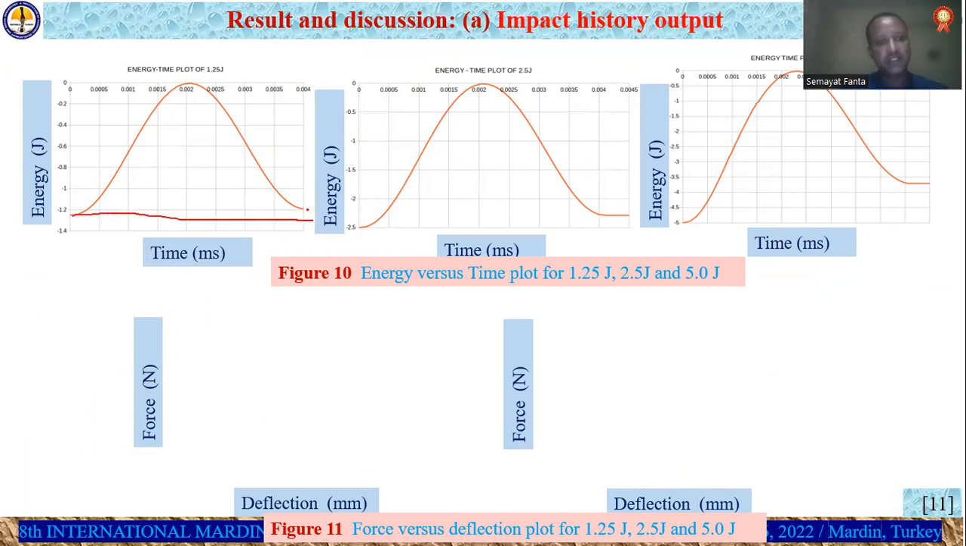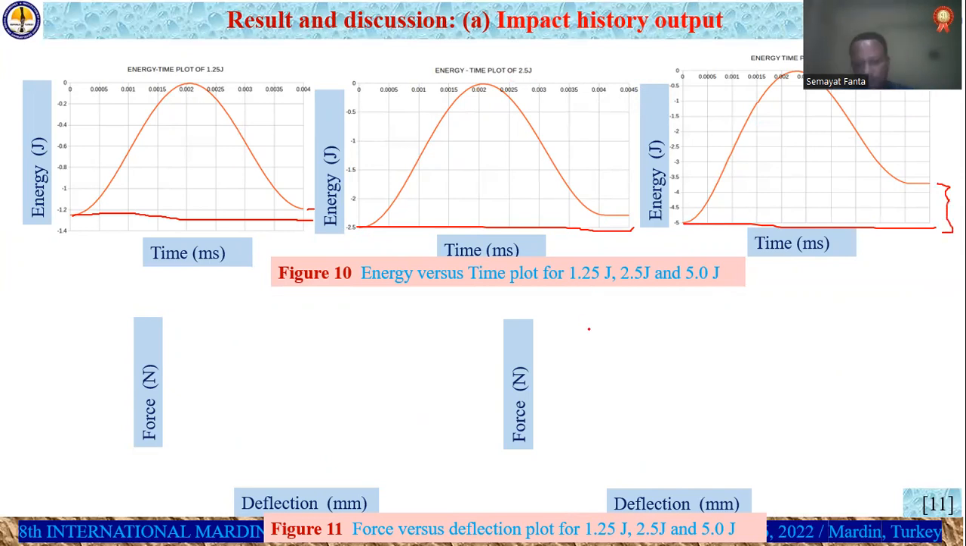In this case, this is the amount of energy dissipated. Again, in this case, we can observe, so our zero is here. So this is the amount of energy dissipated for 2.5 joule. And similarly for 5 joule, we can observe this amount of dissipated energy.